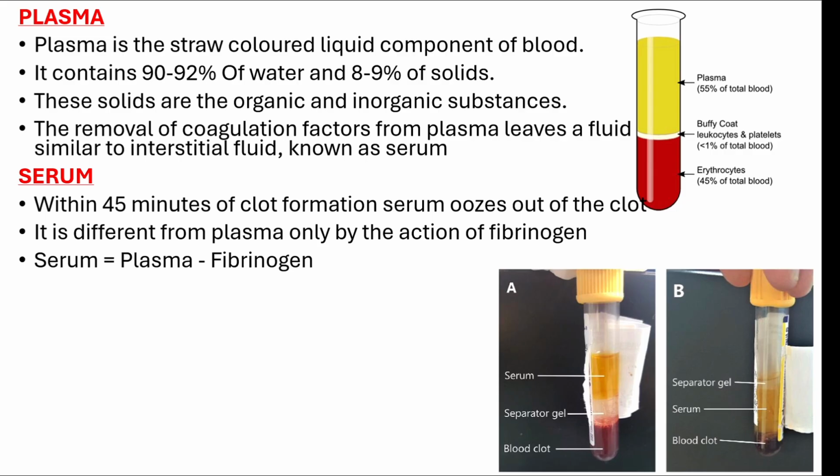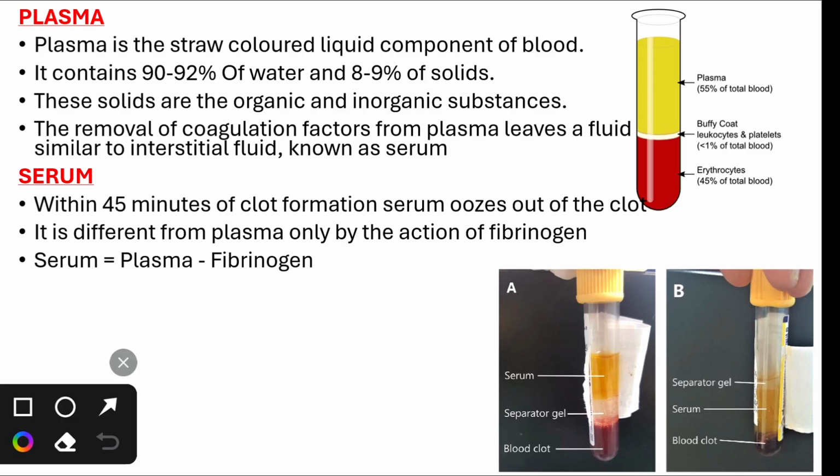Then serum. Within 45 minutes of clot formation, the serum oozes out of the clot. It is different from plasma only by the action of fibrinogen. Serum is equal to plasma minus fibrinogen. That means we get the serum in case of clotted blood. In case of anticoagulated blood, we get the plasma.